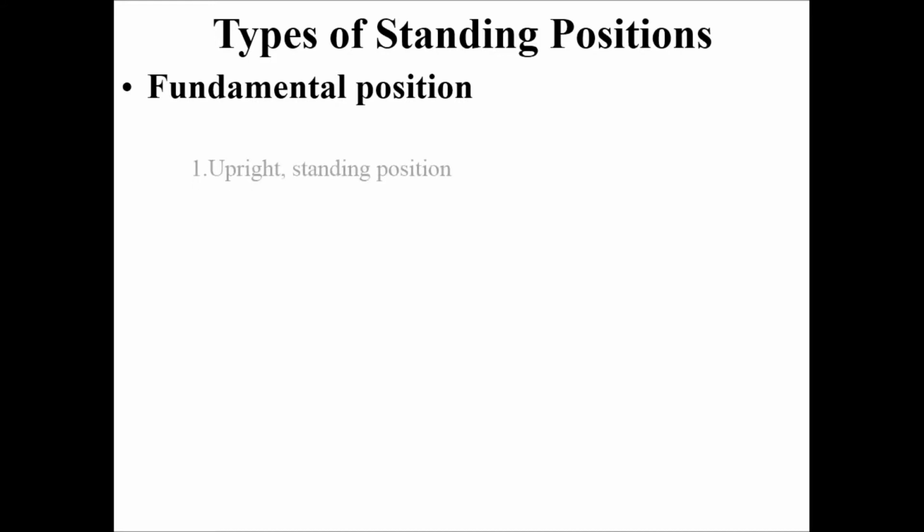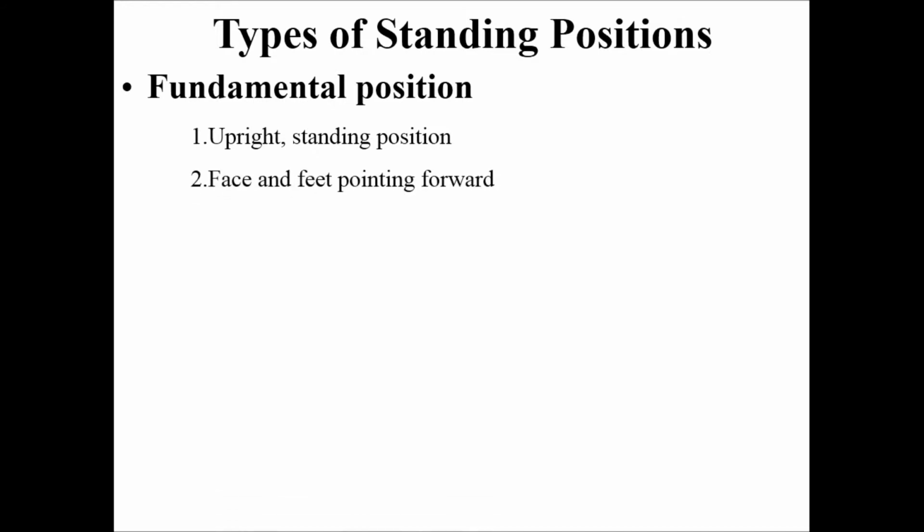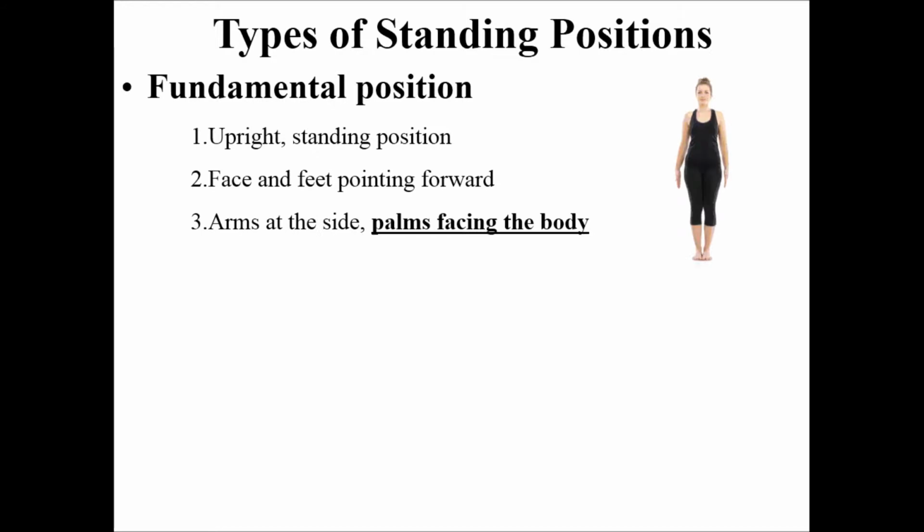Types of standing position. This is very important so that we know how and where we describe human movement from. We have the first one, which is the fundamental position. This is like the natural way of standing at attention. The standing position must be upright, the face and the feet pointing forward, arms at the side, and note that the palms are facing the body. Now check this picture. You can see the person standing with the palms facing the body.